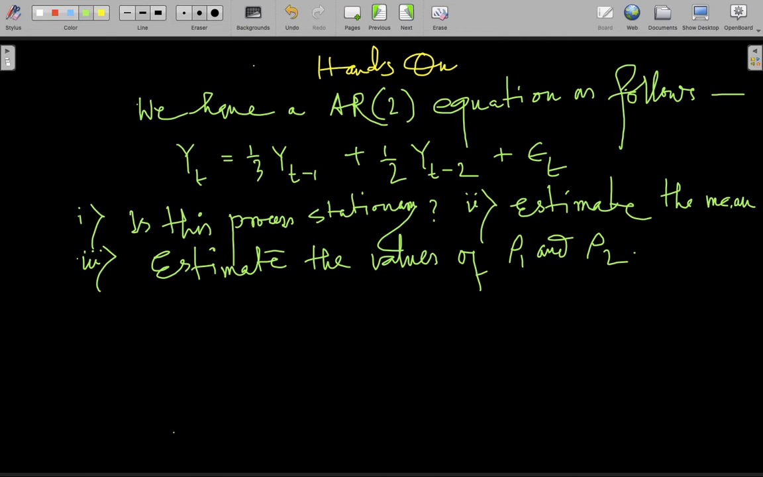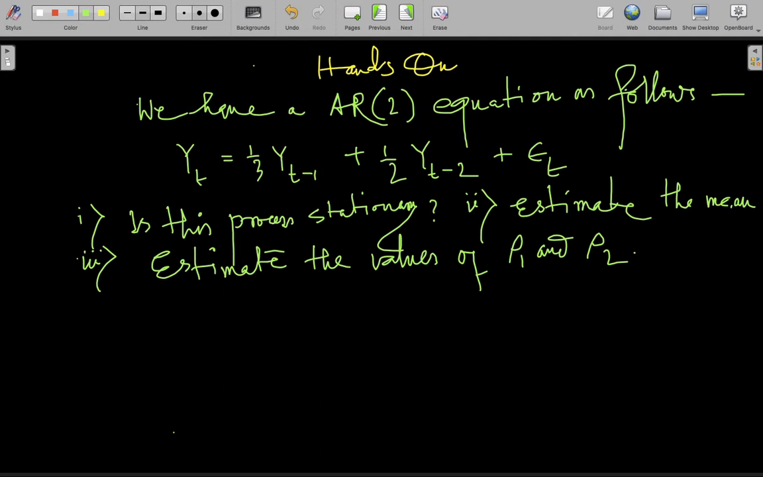So the first part is whether the process is stationary or not. To check that, you remember we used the lag operator and we used the AR characteristic polynomial, and then we got the AR characteristic equation. We equated that with 0. We found the roots, and then we inverted those roots to ensure that the stationarity property is holding true. We identified the value of the roots, which should be less than 1, right?